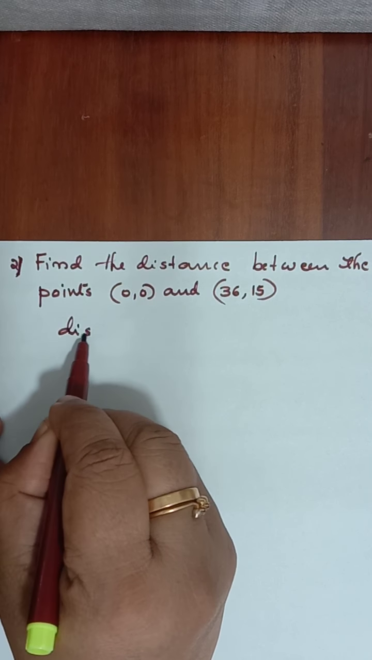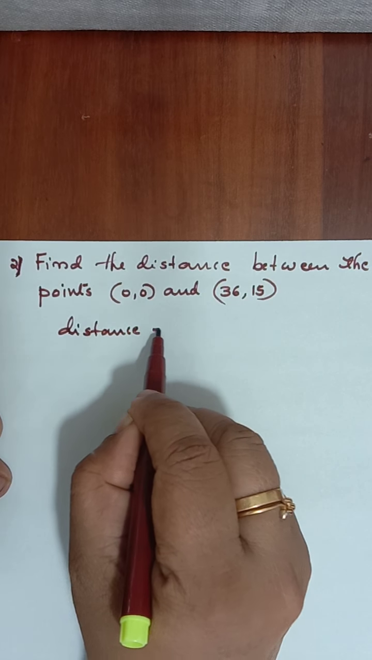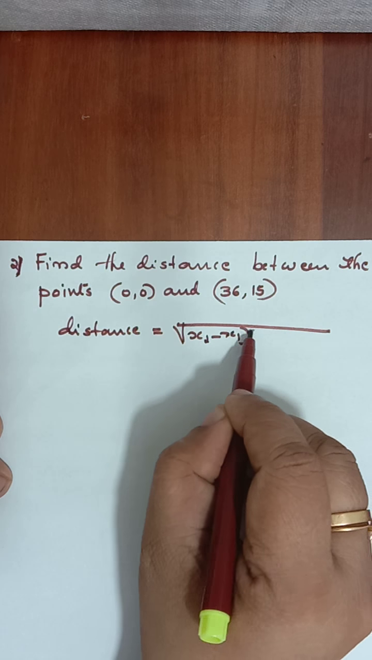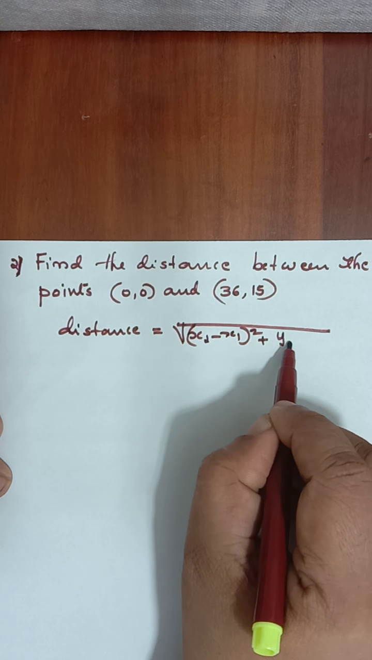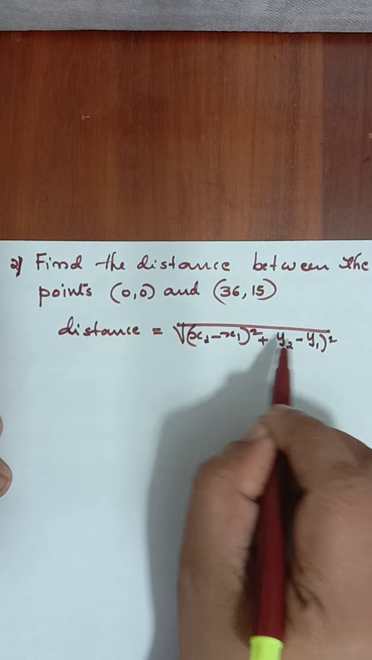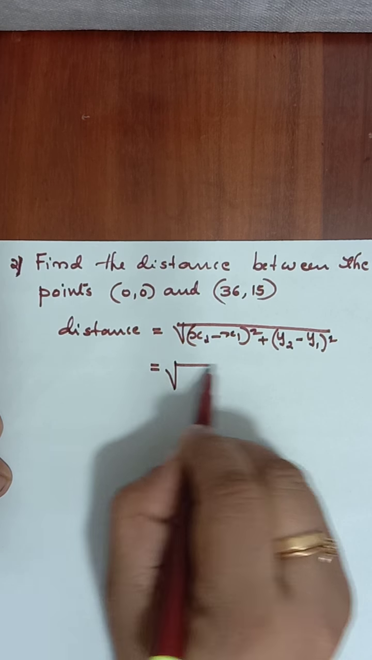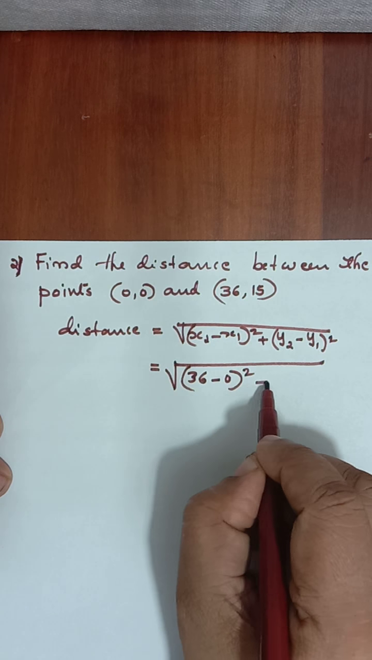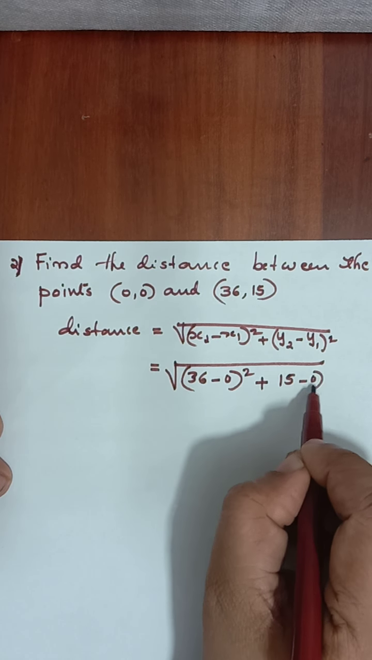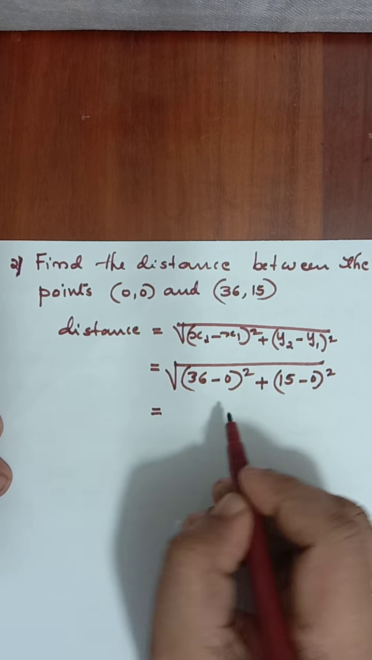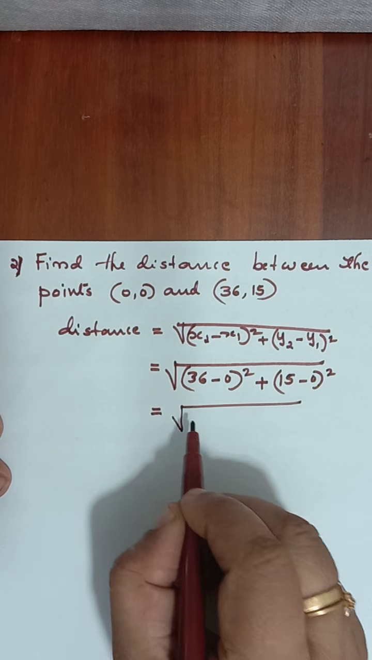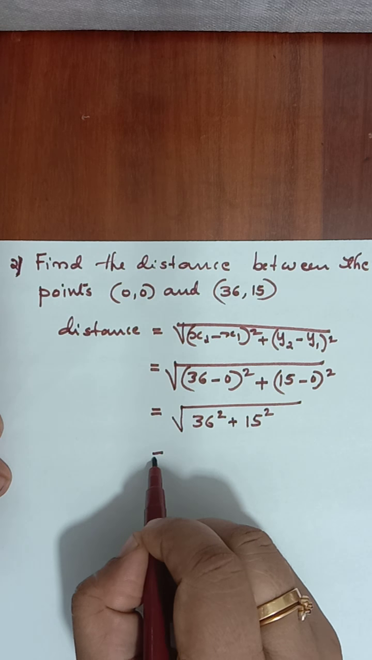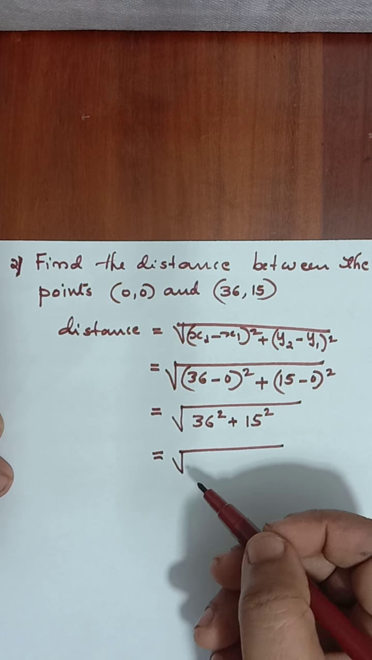So distance is equal to, now everybody knows the formula. It's simple. Root of (x2 minus x1) whole square plus (y2 minus y1) whole square. Now substitute the value. x2 is 36 minus x1, 0, whole square plus (y2 minus y1) whole square. 36 minus 0, 36 itself. 36 square plus 15 square it is. 36 into 36. What is 36 into 36?